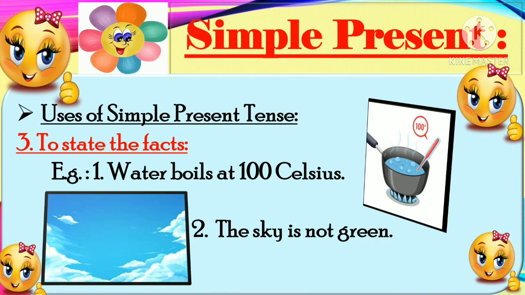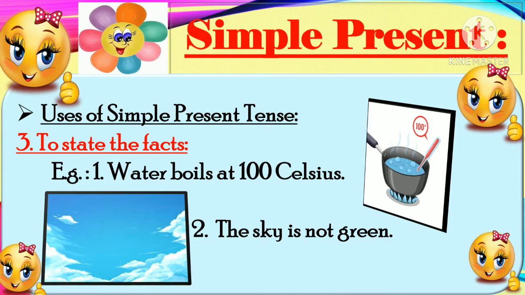Simple present tense is also used to talk about facts. That means it is used to talk about factual information such as general truths, scientific facts or definitions. For example, water boils at 100 Celsius. Isn't that a fact, children? Yes. The sky is not green. Isn't that a fact, children? Yes, it's a fact. So in order to state facts, you must express them in simple present tense.